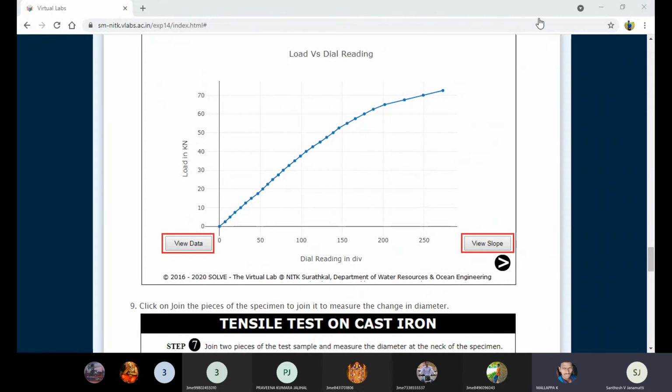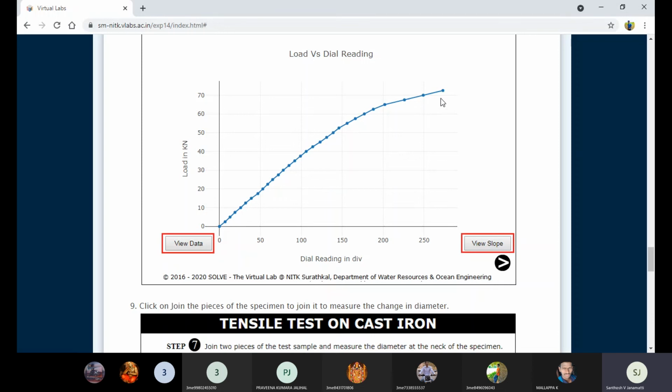Right. See here, this is the tensile stress strain diagram for the ductile, sorry, brittle material, cast iron. Cast iron is the best example of a brittle material. Cast iron is a brittle material. Mild steel is a ductile material. This is one kind of brittle material, cast iron.